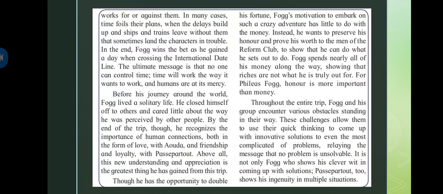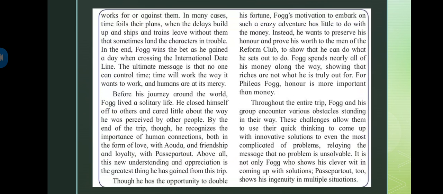So basically, he wanted to preserve his honor. He wanted to show his worth as a member of the Reform Club, to show that he can do what he sets out to do. What he exactly wanted to show is that whatever he sets out to do, he will do. And that's what he has shown.